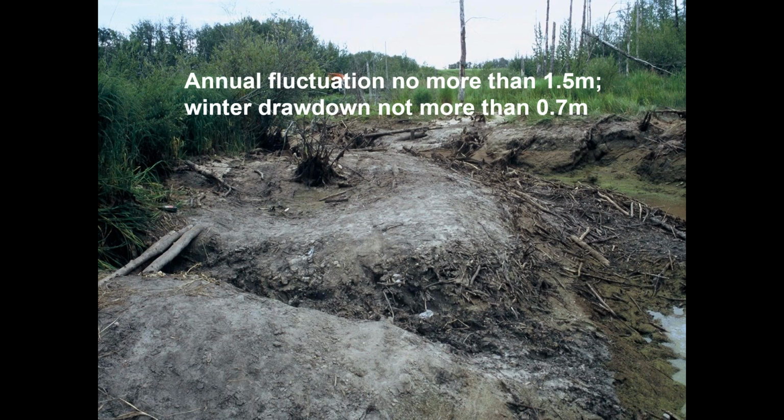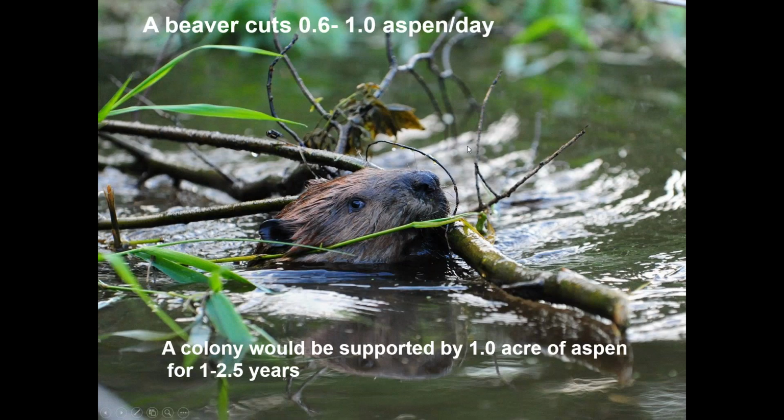And of course, that's because they need to maintain adequate depth under ice cover, which in Alberta is sometimes quite deep. And if there's not enough water left, there's not the ability potentially to survive, and they might not be able to access their food caches. They do eat a lot of woody material, and there's some estimates from research that suggest that a colony needs about an acre of aspen for each 1 to 2.5 years. So it is an important part of their food storage, although it's not the only food they eat.